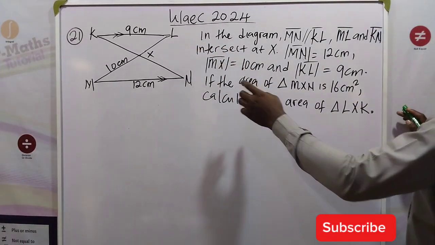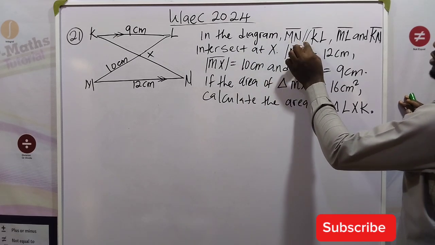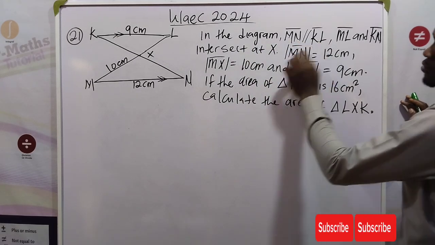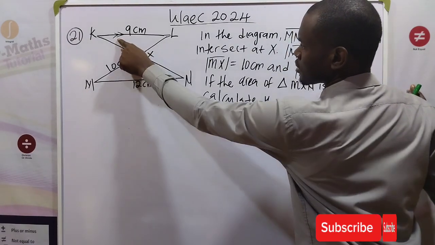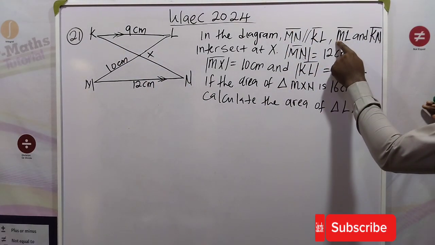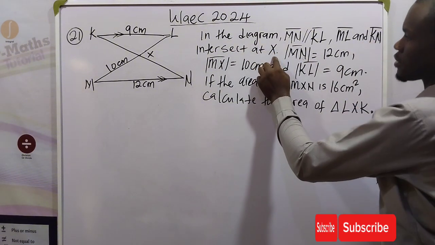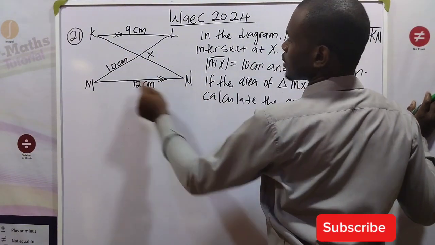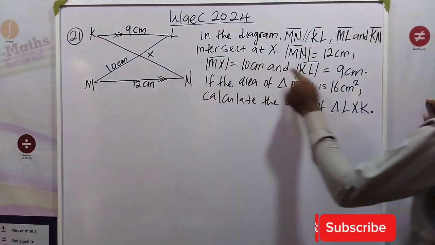We are given a diagram and the instruction says, in the diagram, line MN is parallel to line KL, right? This KL is parallel to this line. This sign suggests that they are parallel. Then lines ML and KN intersect at X. This is KN and this is ML. They have intersection at X.